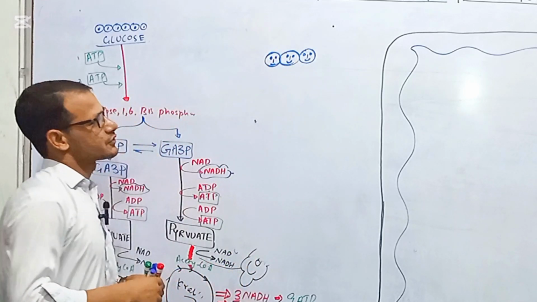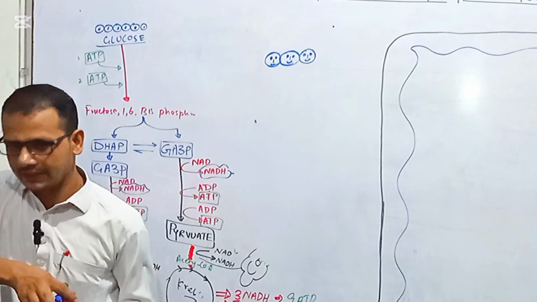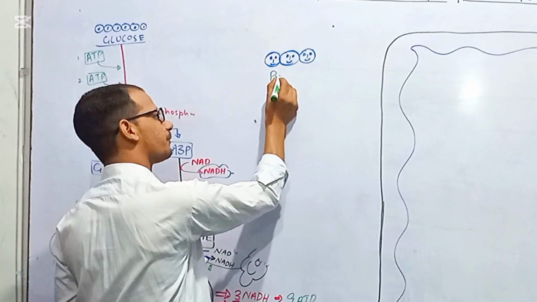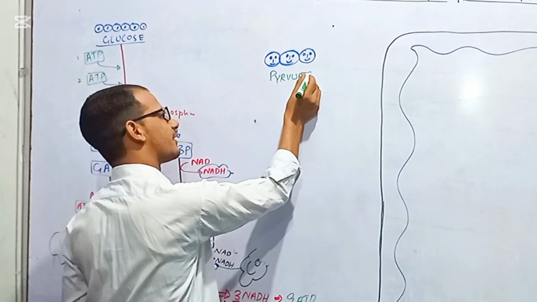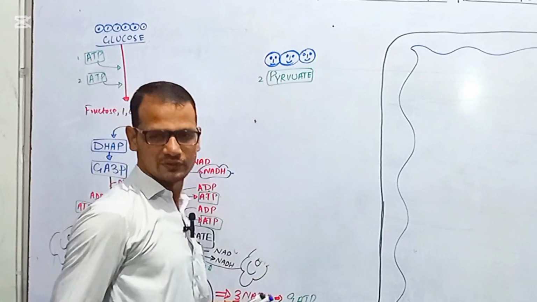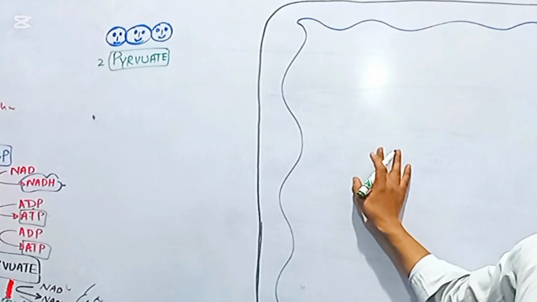There is a strong bonding between these 3 carbons, right? And this molecule is the end product of glycolysis, which is pyruvate. And how many pyruvates are formed in glycolysis? 2. So there will be 2 pyruvates, and this pathway will run 2 times, right?